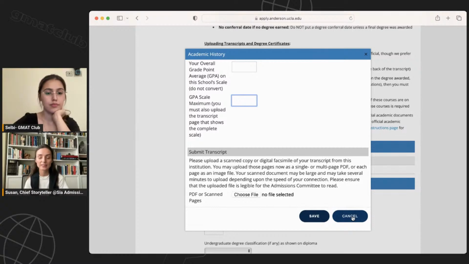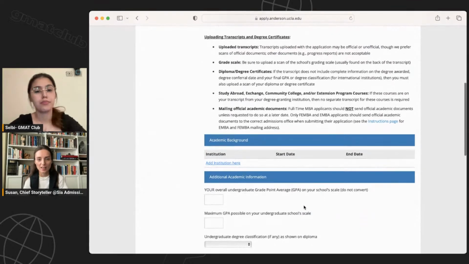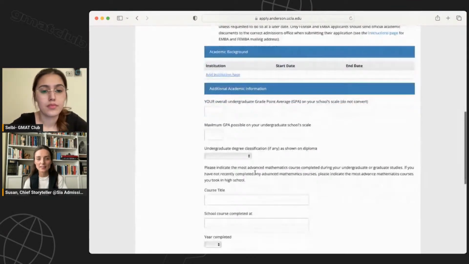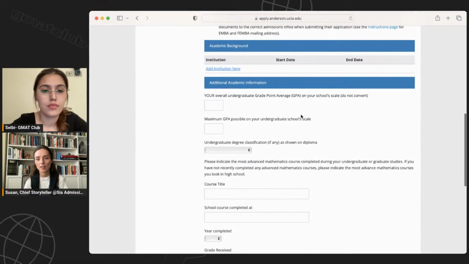It's also important that if you started a program, so if you started your bachelor's degree at a community college and then you transferred to a private school later on, you would include both of those in here with transcripts for both. Okay. Awesome. And then overall GPA, again, they want to hear that. What is the maximum possible undergraduate school scale? You would include that in here.